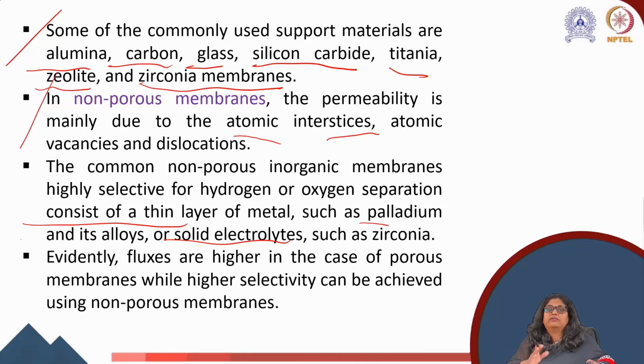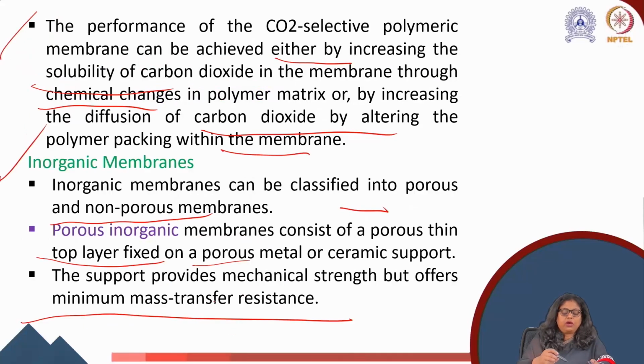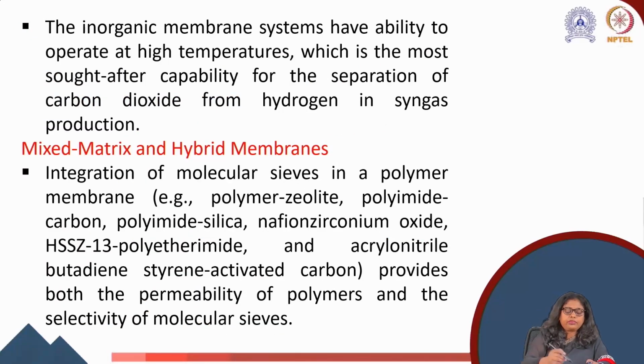Eventually, what is happening? Fluxes are higher in the case of a porous membrane, while higher selectivity can be achieved using the non-porous membrane. So under this inorganic membrane, we have two types: one is the porous and another one is the non-porous. The porous inorganic membrane consists of a porous thin top layer fixed on the porous metal or ceramic support.